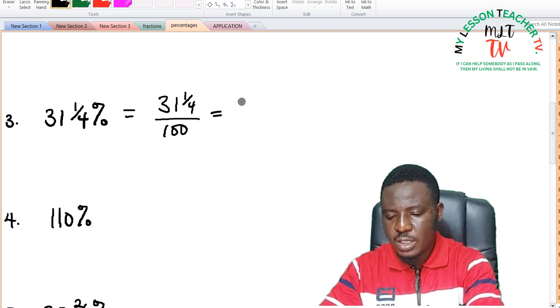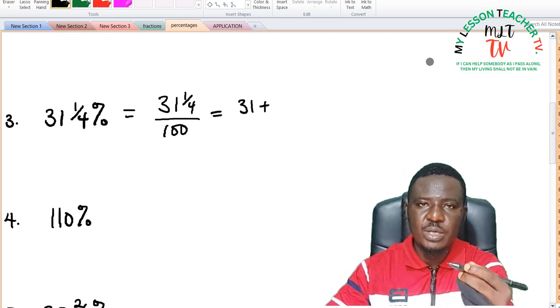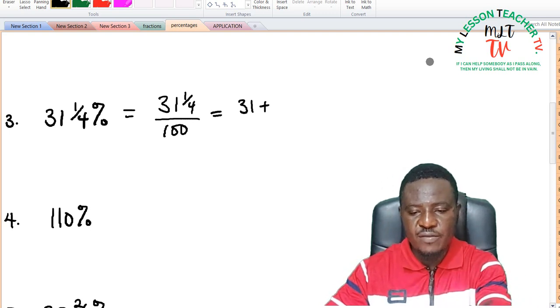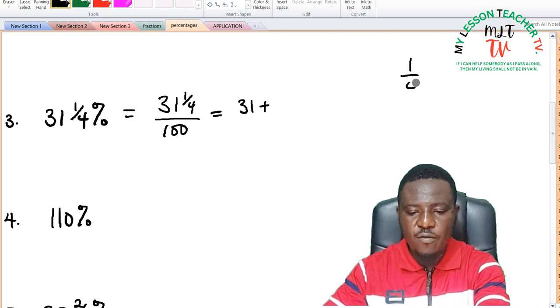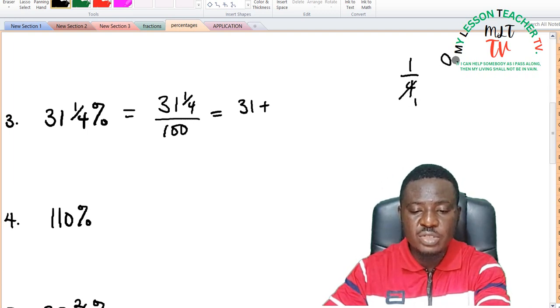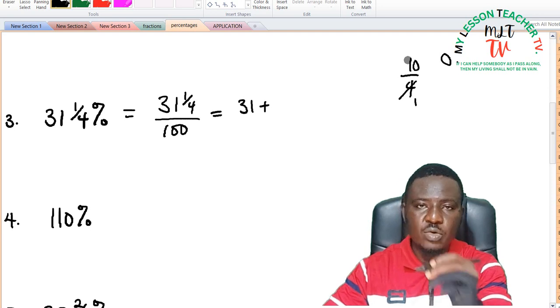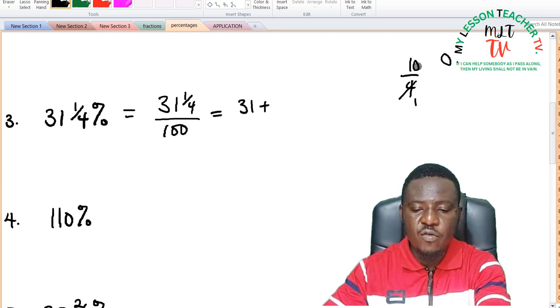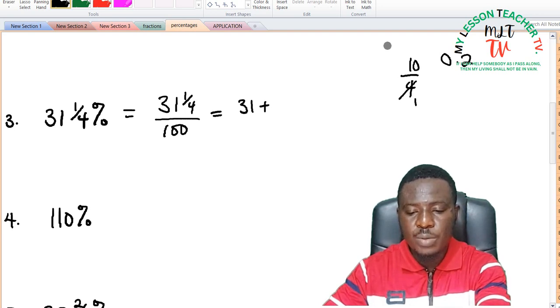Question 3, this is equal to 31 1/4 divided by 100. This is equal to 31 plus 1/4 is said to be 0.25. How did I get that? 1 divided by 4. 4 into 1, it cannot. You write down 0, add your point, and add 0 to this. This becomes 10. 4 into 10 is 2, remainder 2.